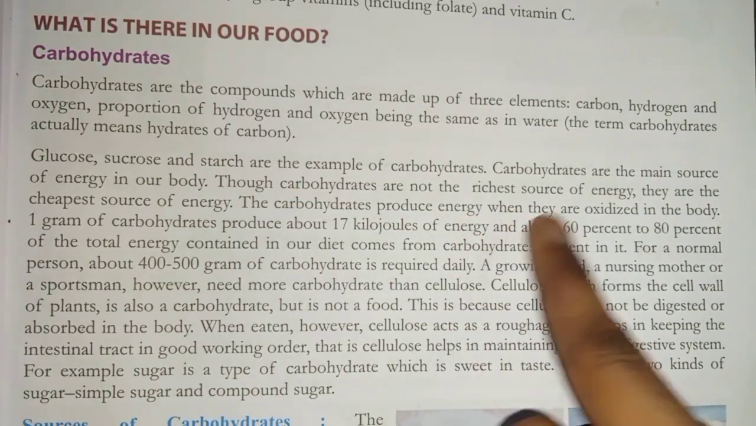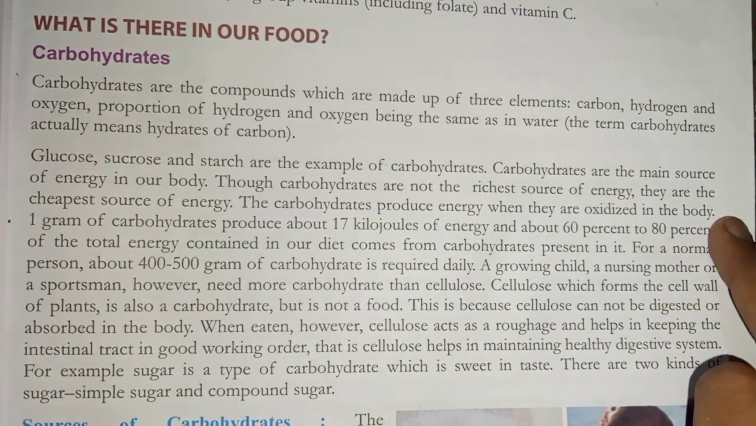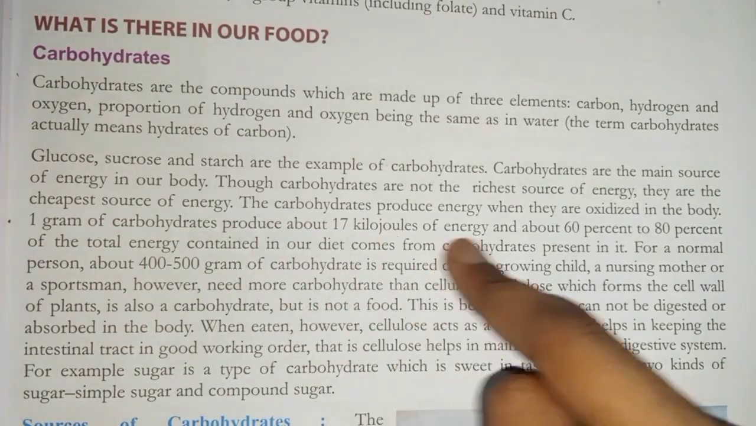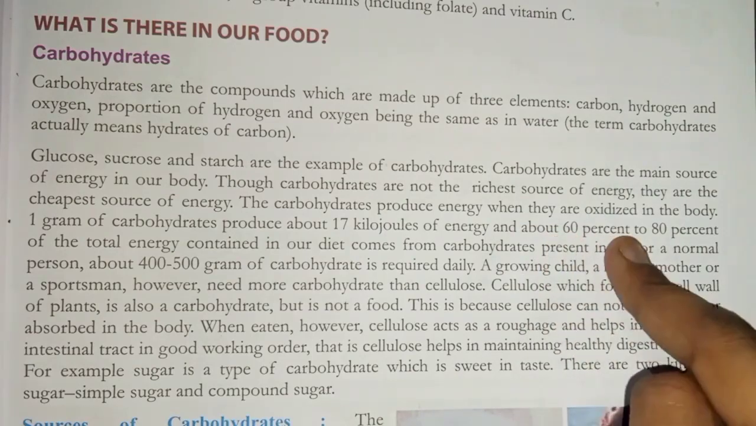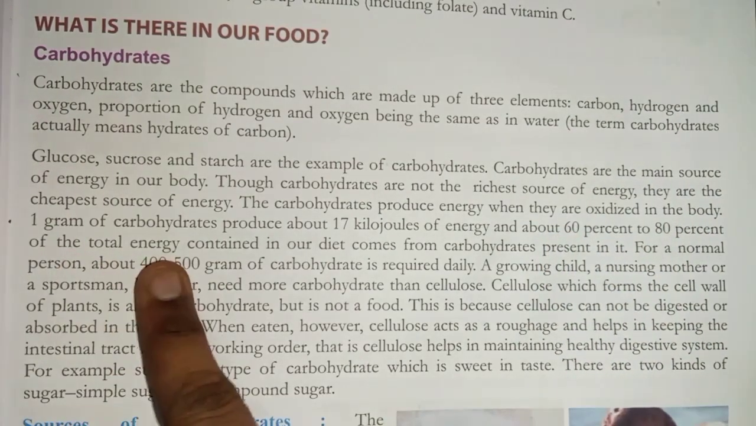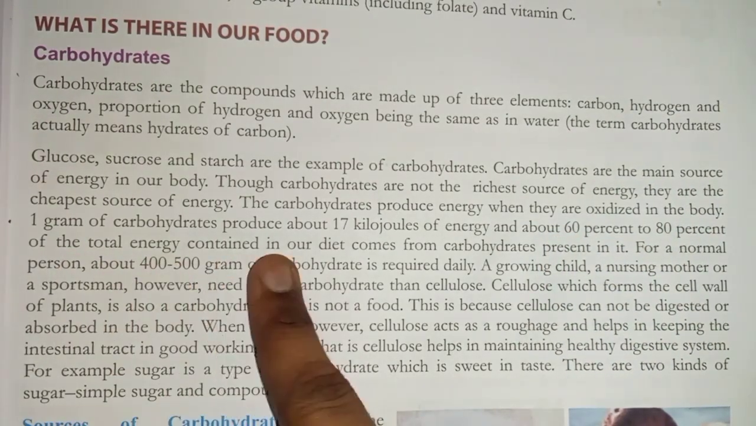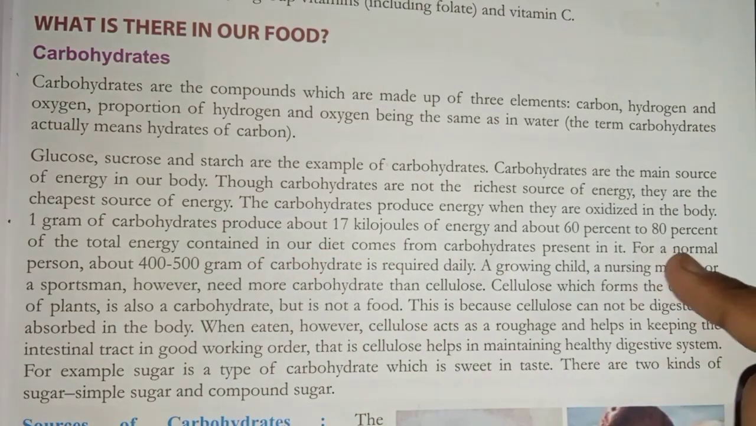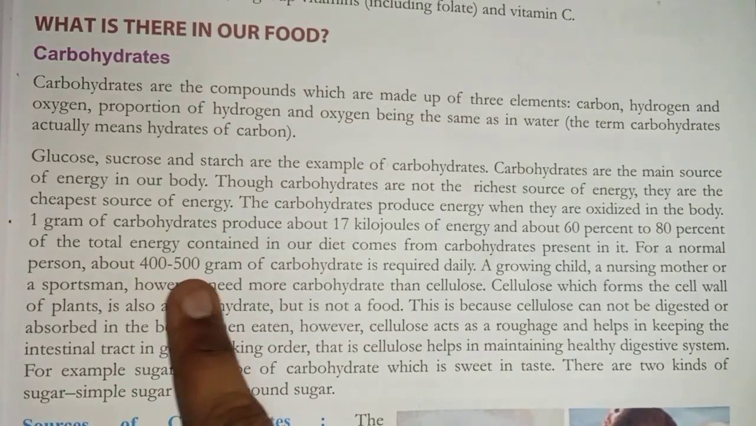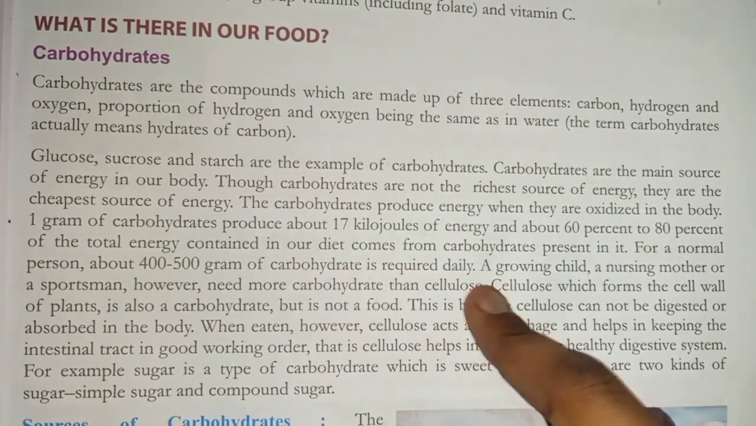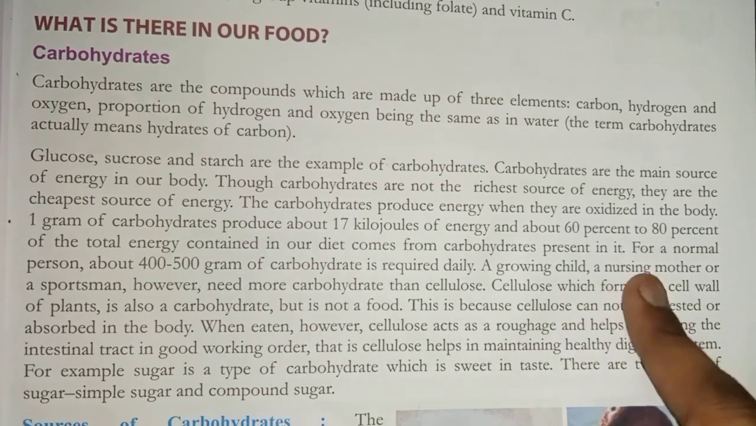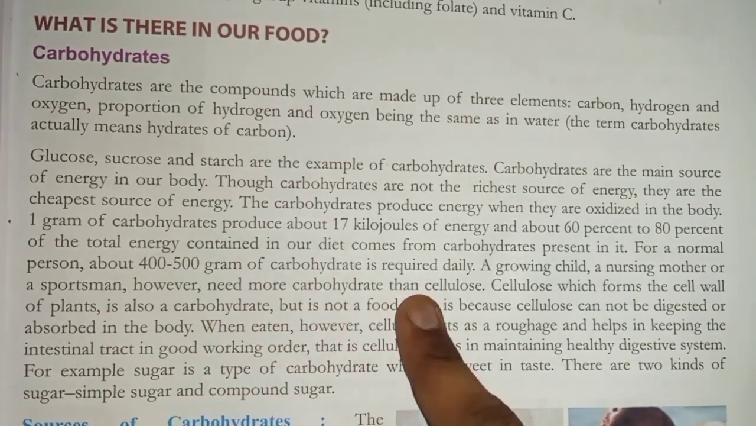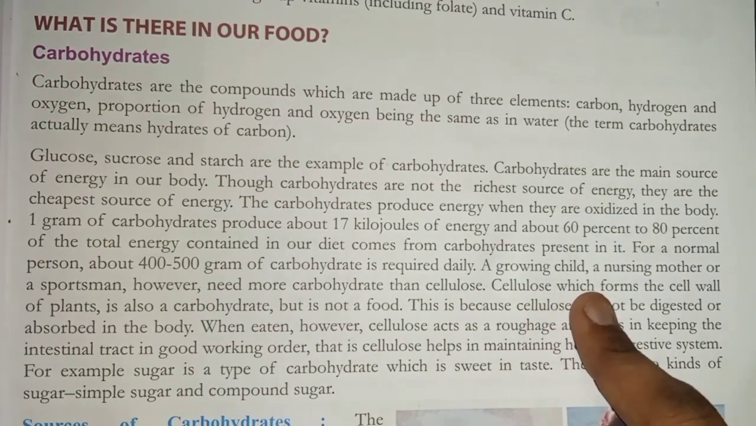The carbohydrates produce energy when they are oxidized in the body. 1 gram of carbohydrate produces about 17 kilojoules of energy, and about 60% to 80% of the total energy contained in our diet comes from the carbohydrates present in it. For a normal person, about 400-500 grams of carbohydrate is required daily. A growing child, a nursing mother, or a sportsman, however, needs more carbohydrate.